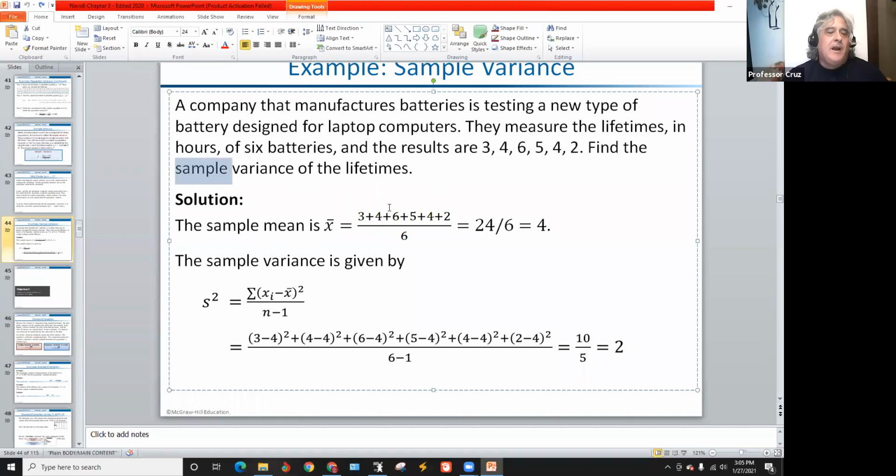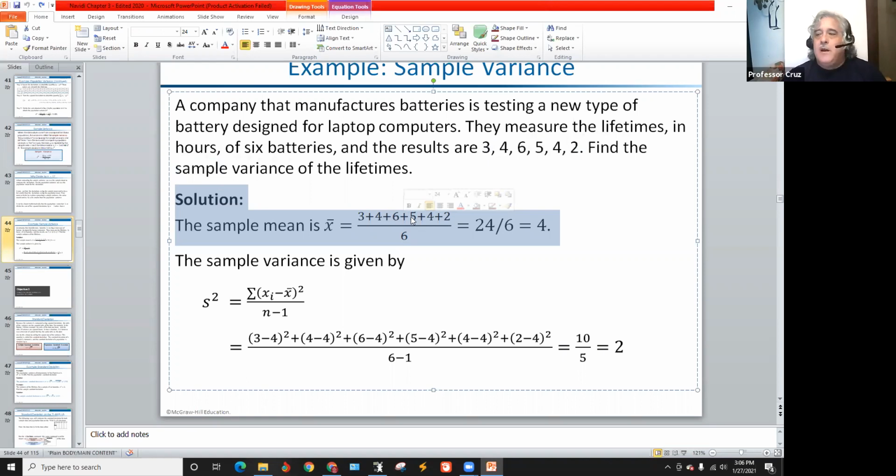Well, first of all, we have to have the mean. That doesn't change. The mean is the same for the sample and the population. So we just add up all 6 of those values. You get 24 divided by 6. So the mean is 4.